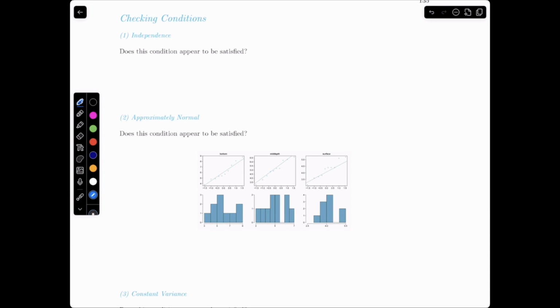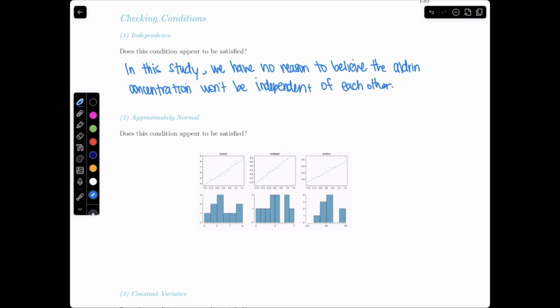Okay, so we're still going to be using our original research question of the difference of aldrin concentration in the river at different levels of the river. So, does the condition of independence appear to be satisfied? And in this study, we have no reason to believe the aldrin concentrations won't be independent of each other.